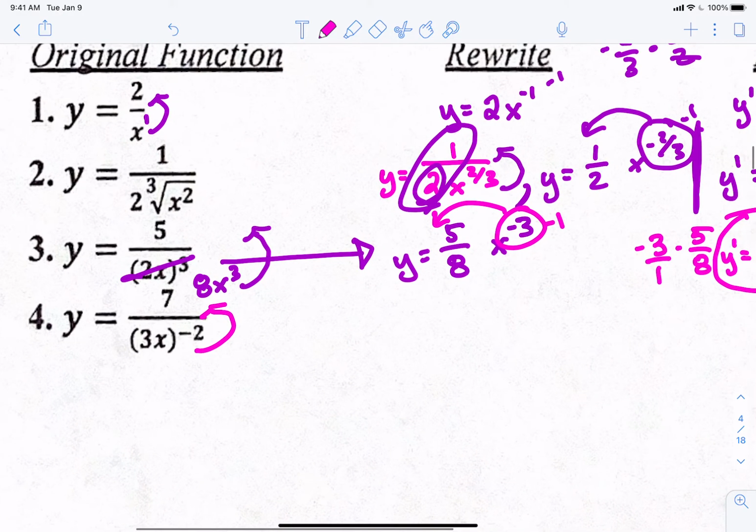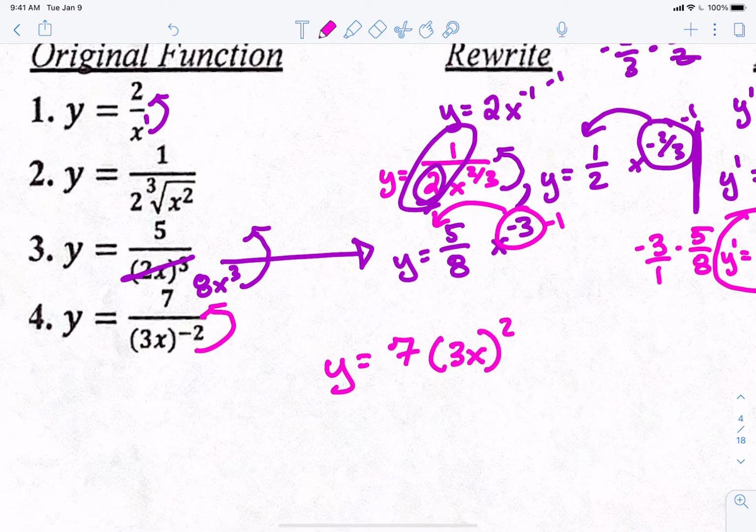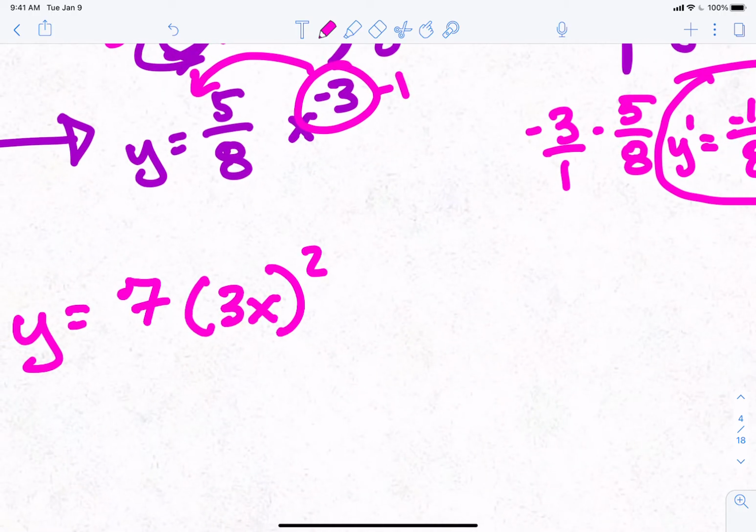Okay? So to rewrite, we've got y equals 7, and I'm bumping that other thing to the top. So it's 3x to the positive 2 power. You see that? I bumped him to the top. Now he's with the 7, and now he's positive 2. Okay. What is 3x squared?